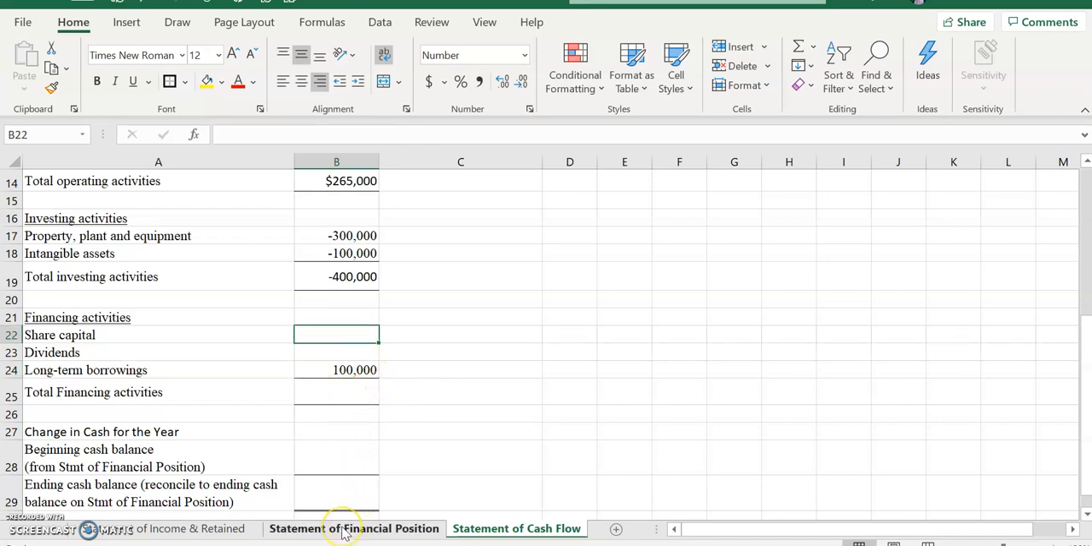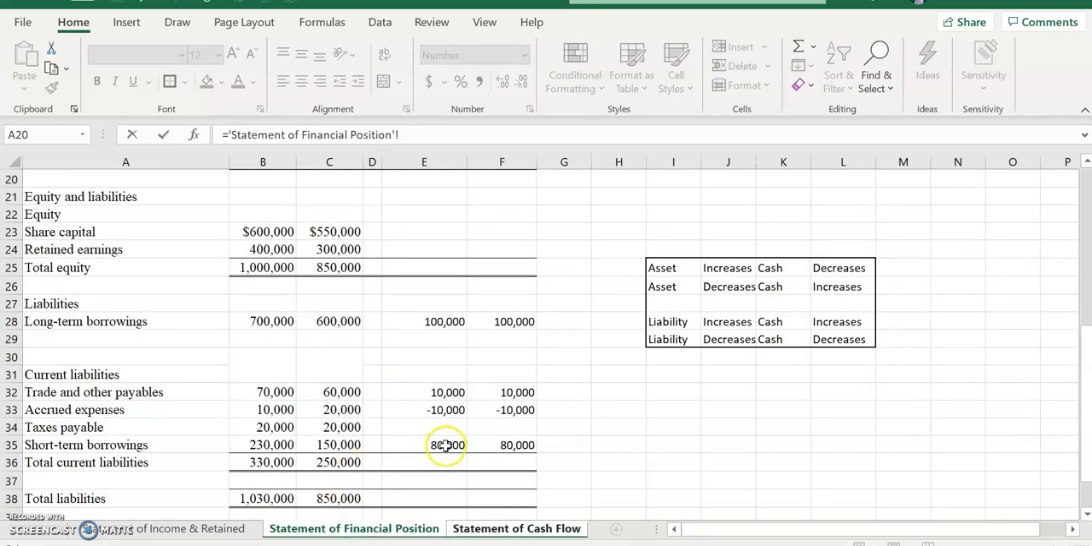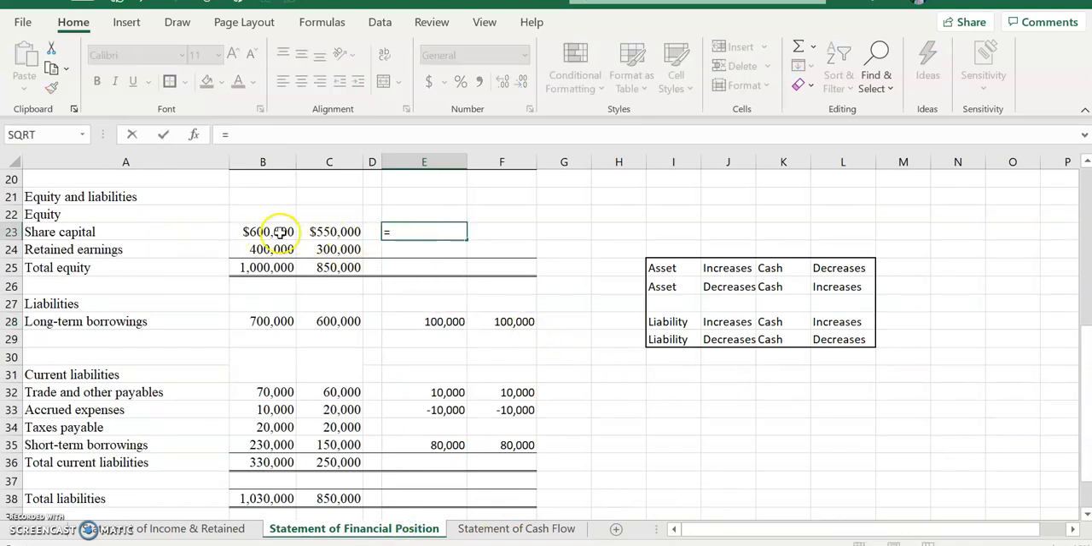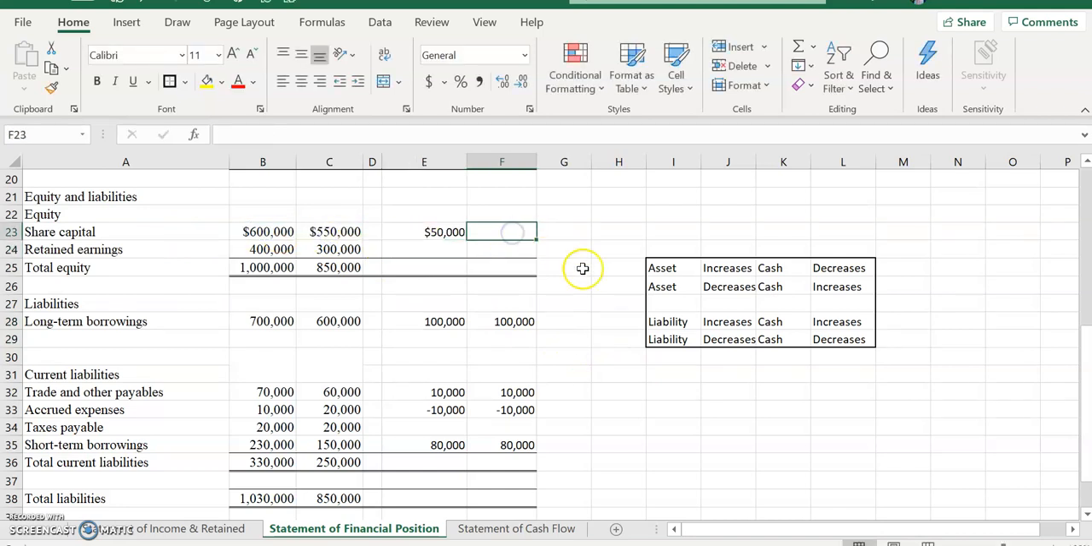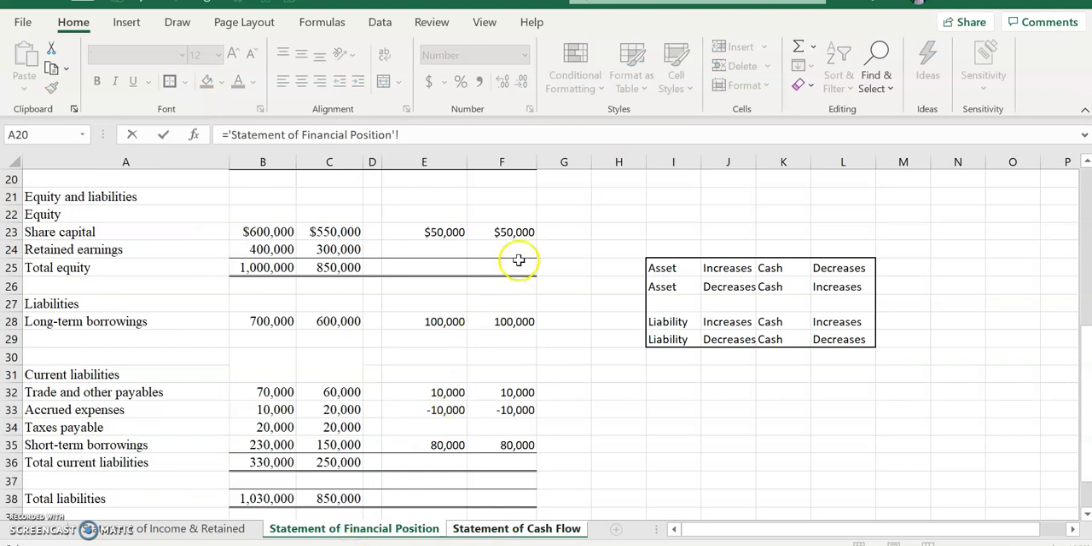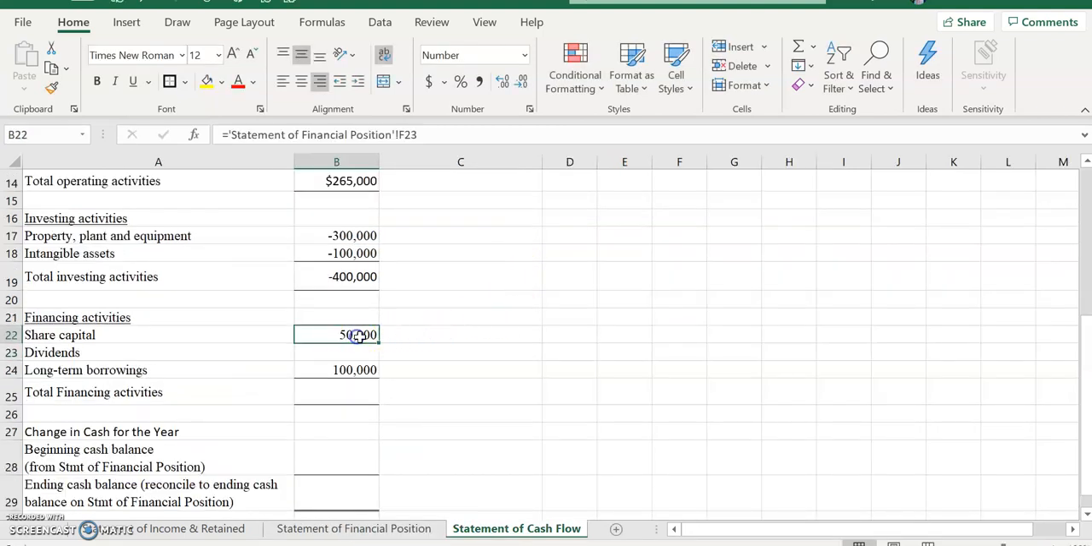Okay, so let's go look at share capital. So share capital, our share capital went up too. It went up by 50,000. Well, if we sold $50,000 worth of shares, then they must have given us $50,000. So we're going to add that in. We're going to come back here and say share capital. Because we had an increase in share capital, we now have an extra $50,000.